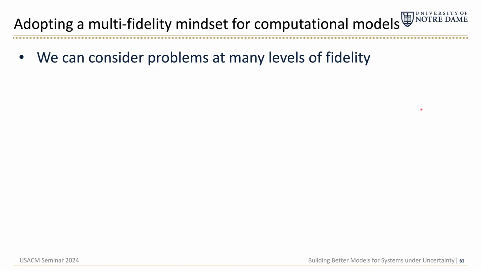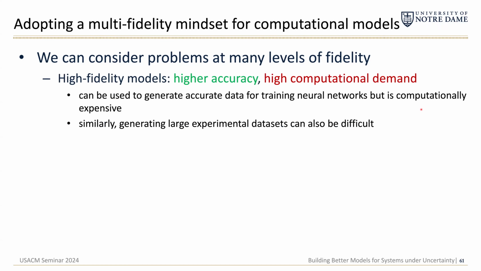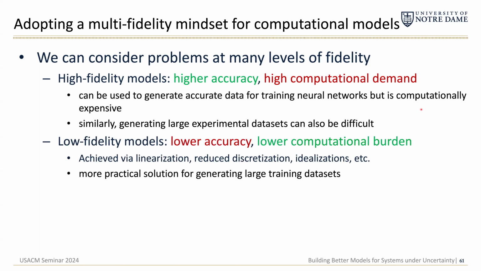However, if we adopt a multi-fidelity mindset, especially for some of these large computational models, we can recognize that we often have ways to express a model in a high fidelity sense, right? Where it's higher computational demand and higher accuracy. And while that higher accuracy helps us generate training data, it's often computationally impractical or inefficient to use that for training the entire network. Similarly, it's often impractical to think that we can generate enough experimental data or have enough throughput to use that to fully train a network or a surrogate of some type.